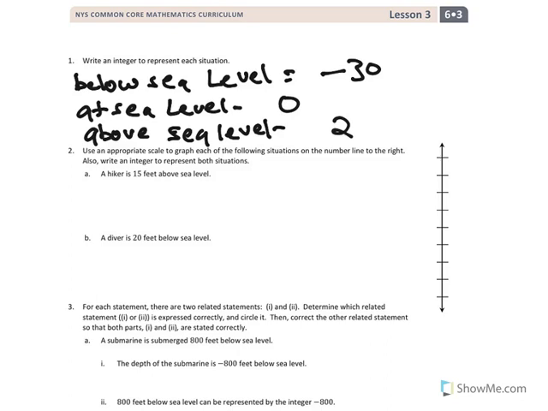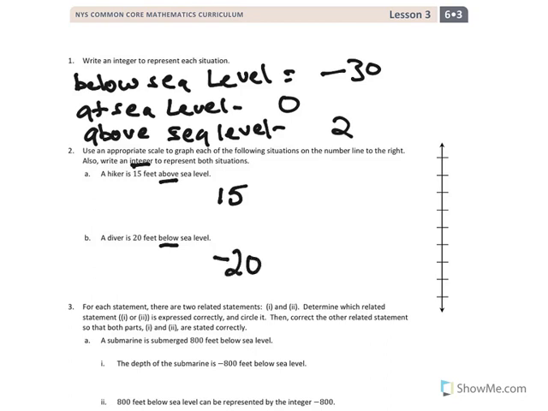Well, if you look at the examples, a hiker is 15 feet above sea level and a diver is 20 feet below sea level. Well, one of the things it says to do is to write an integer, so we can do that first. A hiker that is 15 feet above sea level, the integer would be positive 15. But a diver that's 20 feet below sea level, the below means it has to be negative. See how the above means positive? The below means negative. So it is negative 20.